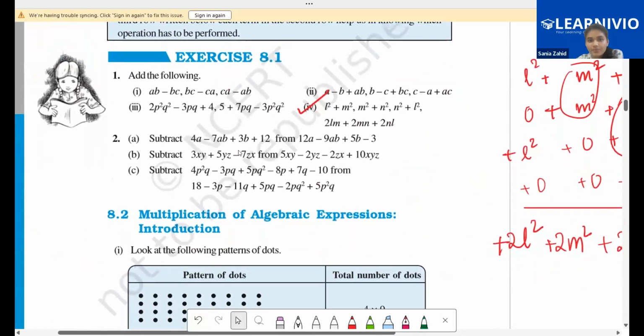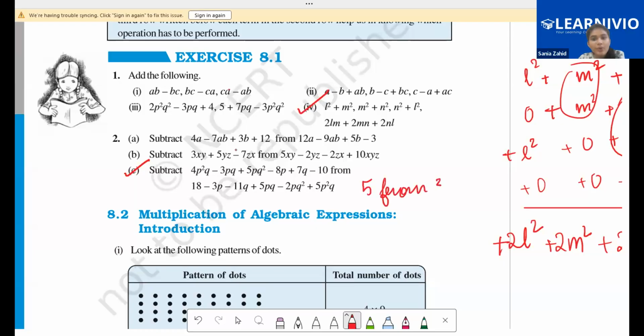Next comes subtraction. So for subtraction, let's practice this question. Whenever we are practicing subtraction, children, remember one thing. The expression after "from" is written first, right? Like if I say subtract 5 from 3, then what does it mean? It means 3 minus 5, right? That gives you minus 2. Never make this mistake of writing the first expression before. Let's always read the question carefully.